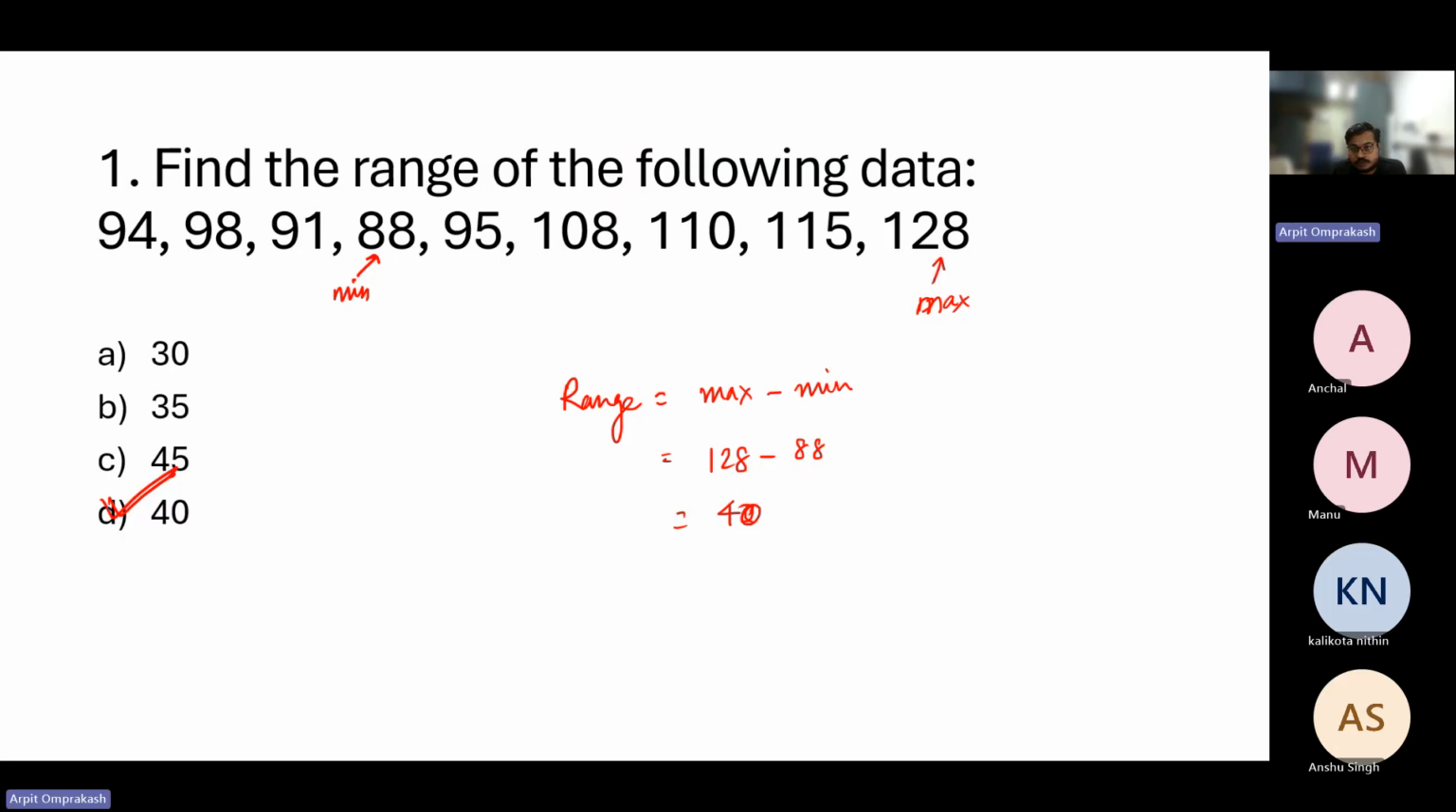Someone asked about question number 1. So this is question number 1. What we have here is find the range of the following data. So we are given some data. For the range, what we need to do is find the minimum value and the maximum value, and take the difference between the maximum and the minimum. The maximum here is 128 and the minimum here is 88. So maximum minus minimum is 128 minus 88, which is 40. So the range here is 40. Is that clear? Does anyone have any other questions or doubts?